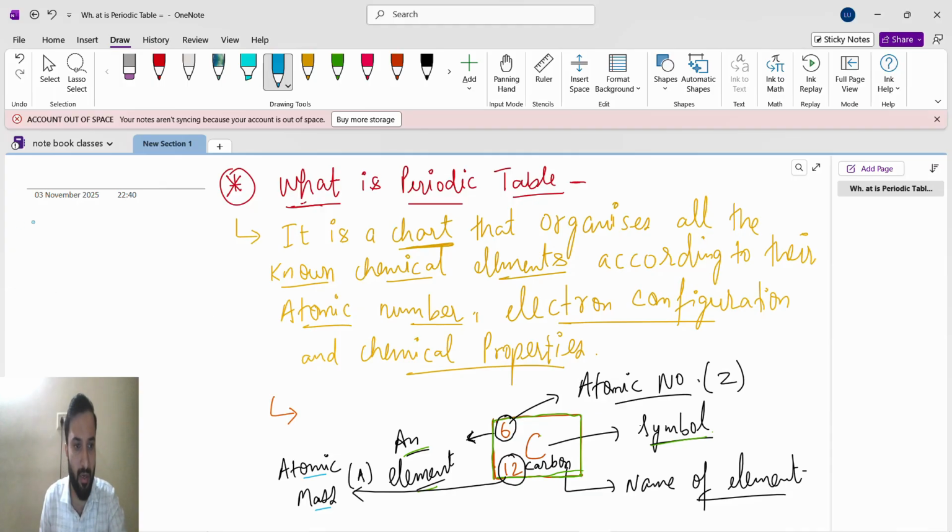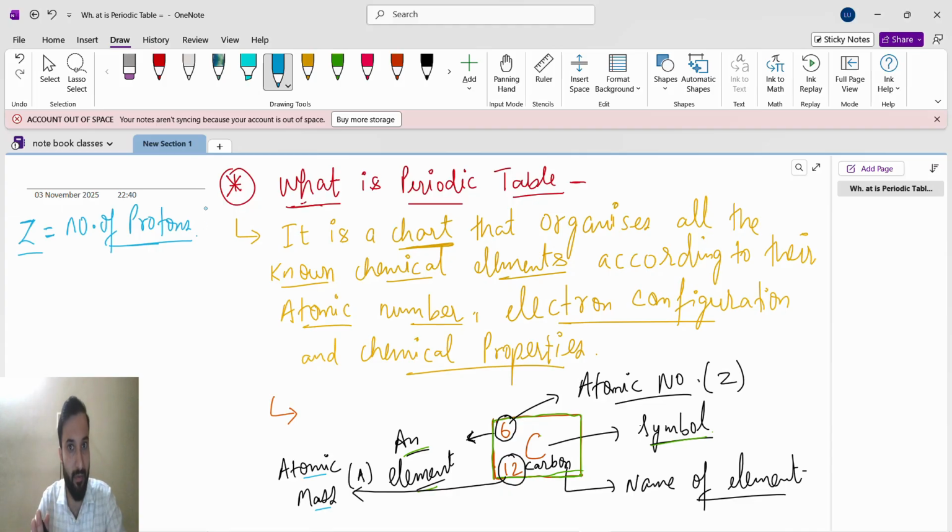See, in the structure of atom you have studied, the atomic number Z. So what is the atomic number? The atomic number is equal to the number of protons. We will not study this in detail here; we will study it in detail in chapter number 2, structure of atom. Z is the atomic number, which is equal to the number of protons, equal to the number of electrons, right?